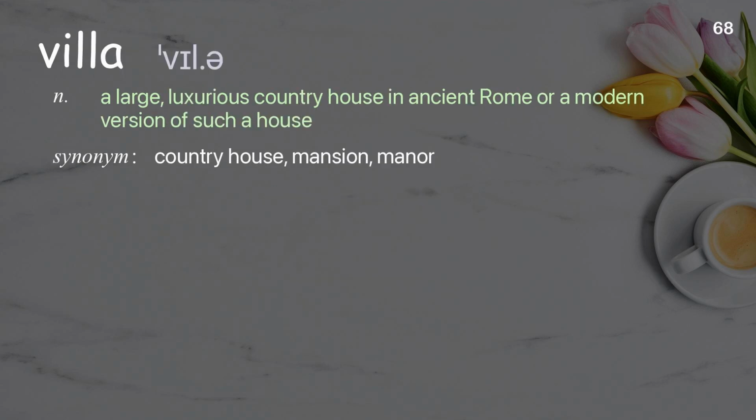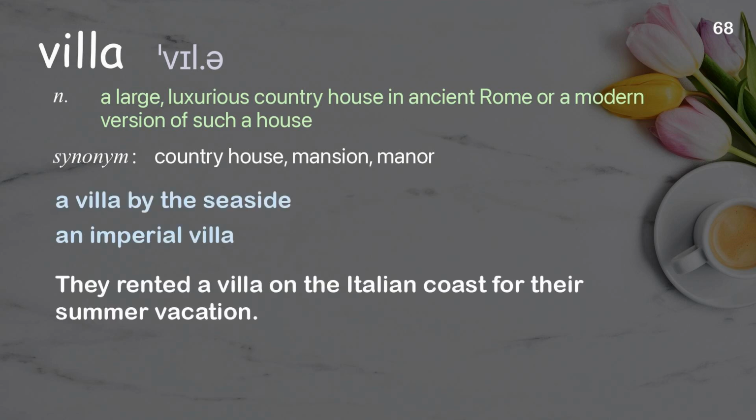Villa. A large, luxurious country house in ancient Rome or a modern version of such a house. Examples: A villa by the seaside. An imperial villa. They rented a villa on the Italian coast for their summer vacation.